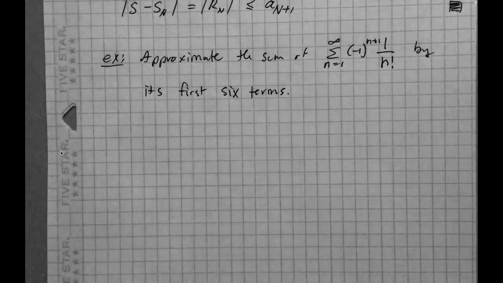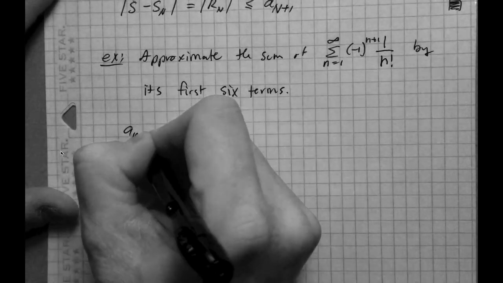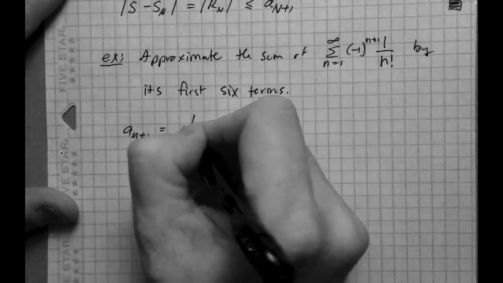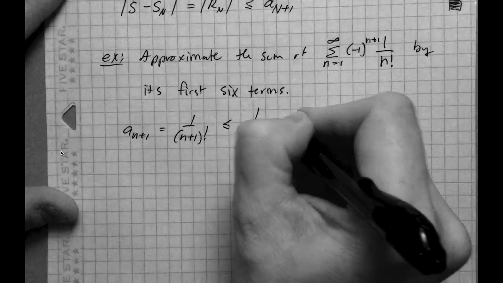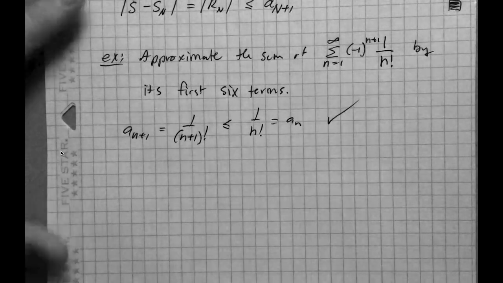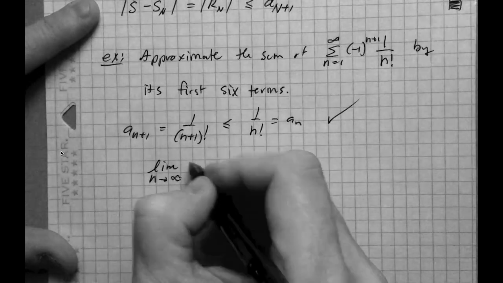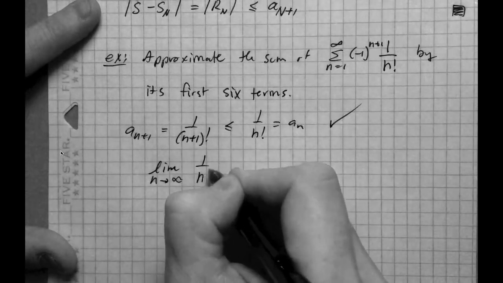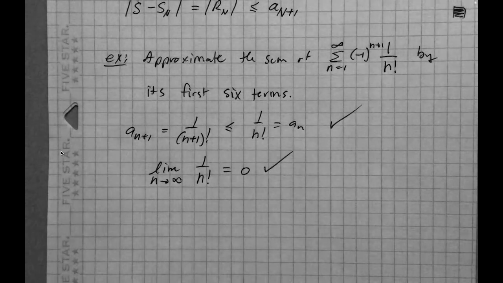Okay. All right, so first of all, before we try to approximate this, we have to make sure that the series converges. So a sub n plus 1 would be equal to 1 over n plus 1 factorial, which is less than or equal to 1 over n factorial, which is a sub n. Right, so check, we've got that. And what about the limit of the nth term? Well, clearly the limit as n goes to infinity of 1 over n factorial is indeed 0. So we definitely are going to converge here. Okay, so the series converges.